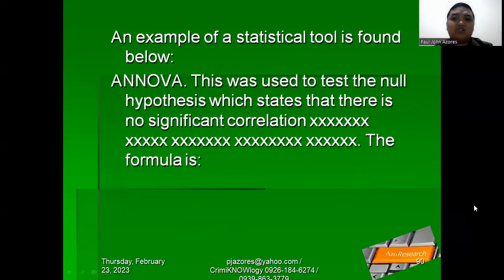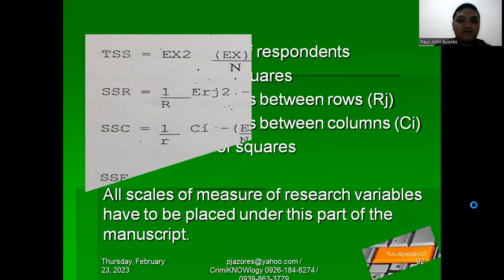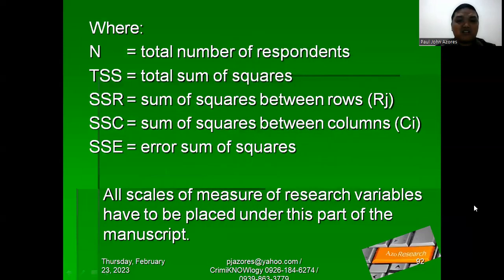Now, an example of a statistical tool is found below. We have ANOVA, or the analysis of variance. This was used to test the null hypothesis, which states that there is no significant correlation, and the formula is the following: TSS equals ΣX² minus (ΣX)² over N, where N is appearing below, where these are the equivalents of those formulas.